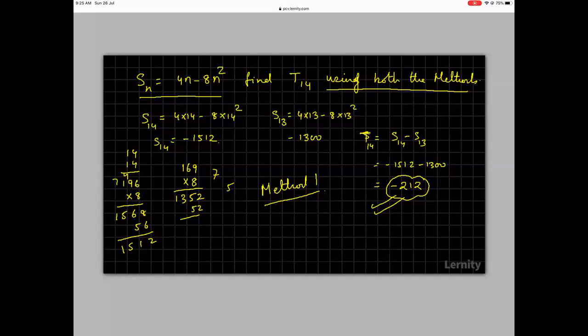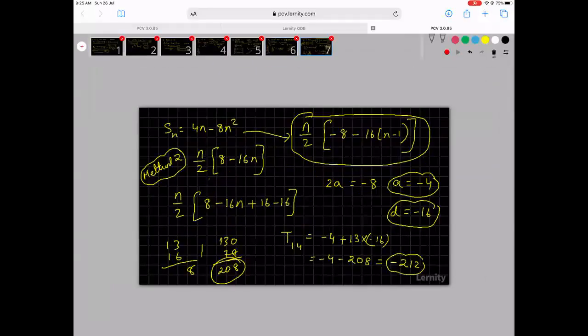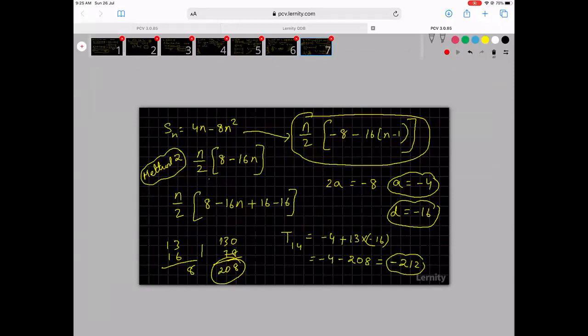Okay, this is the first method. If this is understood, then here is the second method, I hope you are understanding. In the second method, we are finding out A and D. So the name of the method is to find A and D. The first method is from the sum of n terms. The second method is from the first term and common difference.